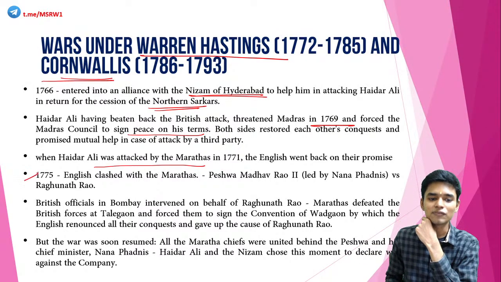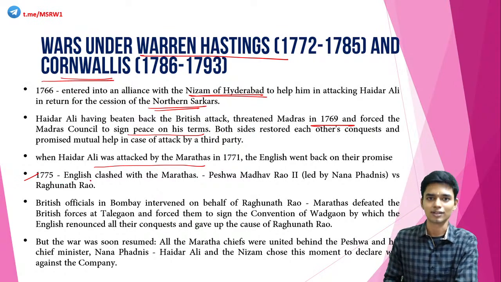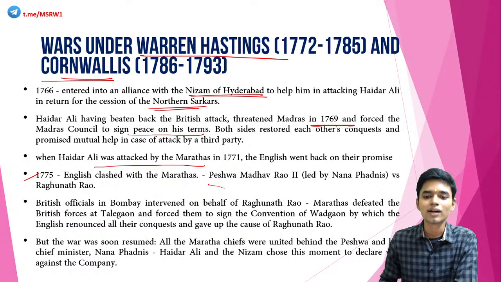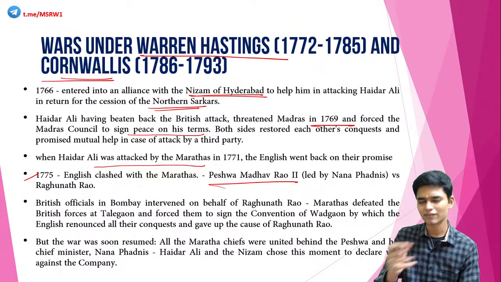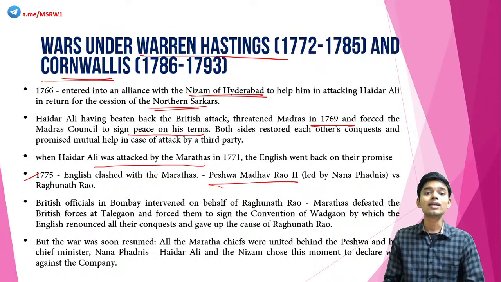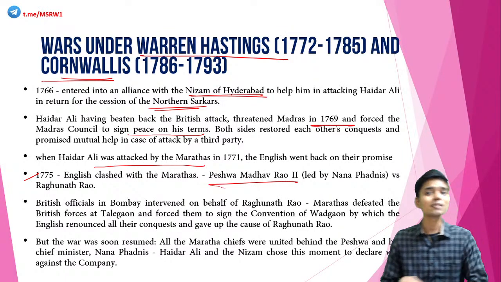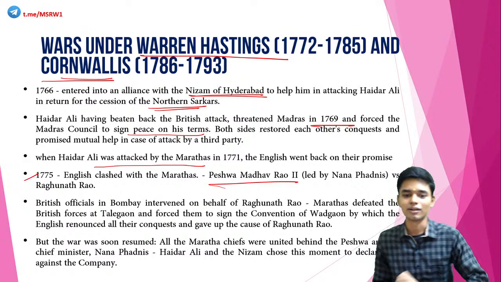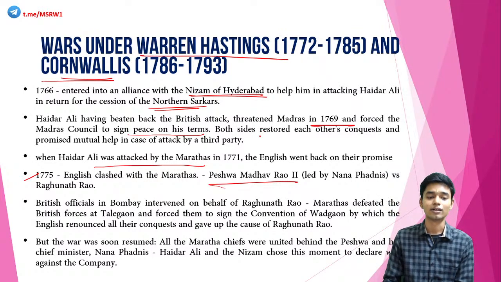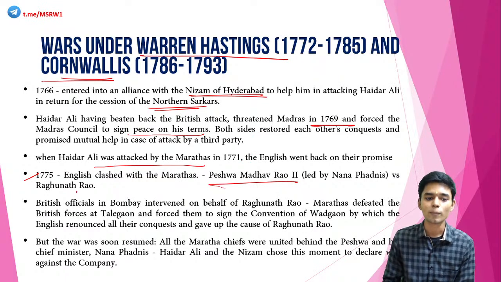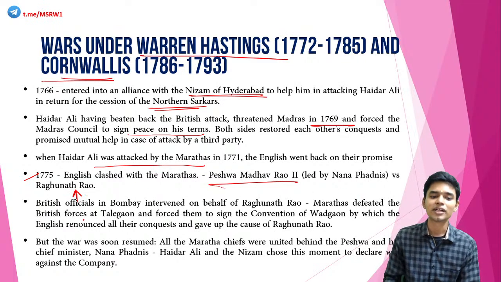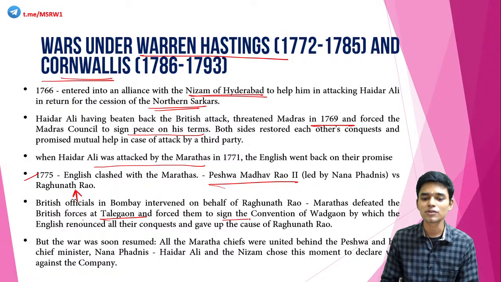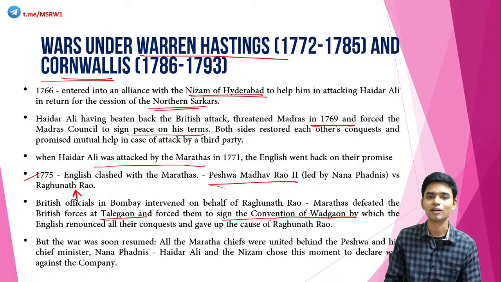In 1775, there was a clash between the English and the Marathas. Okay, Peshwa Madhav II, who was actually led by Nana Fadnis. Yesterday we saw about this, Nana Fadnis, against Raghunath Rao. A succession battle was going on between Madhav Rao II and Raghunath Rao. Okay, and British officials decided to back Raghunath Rao. Alright, the Marathas defeated the British forces at Talegaon and forced them to sign the Convention of Wadgaon.